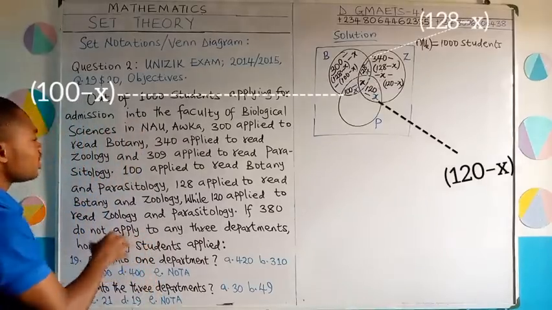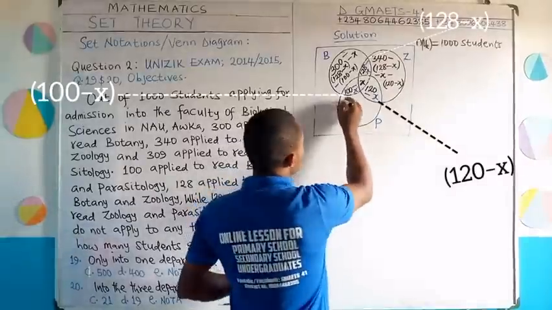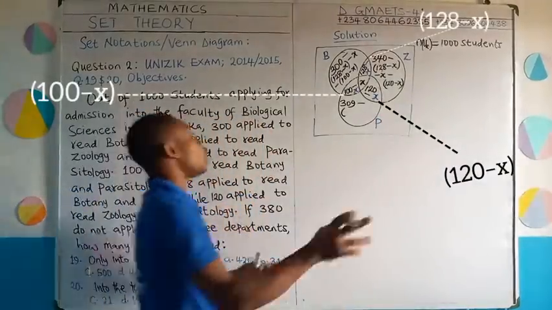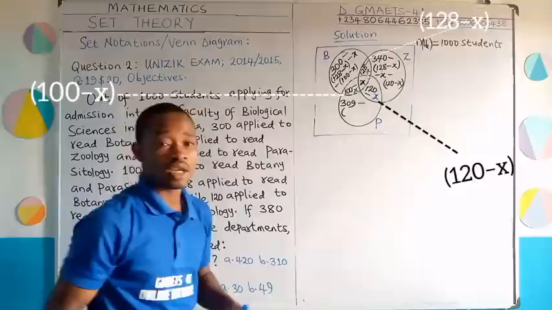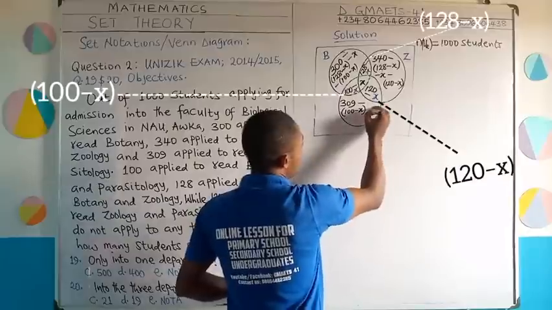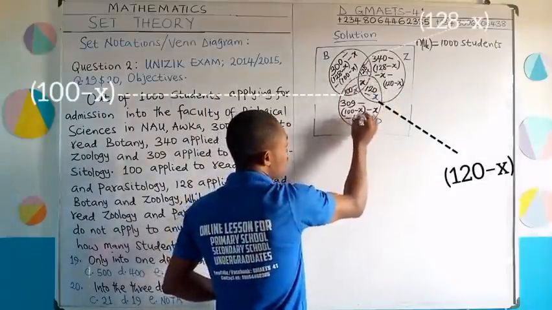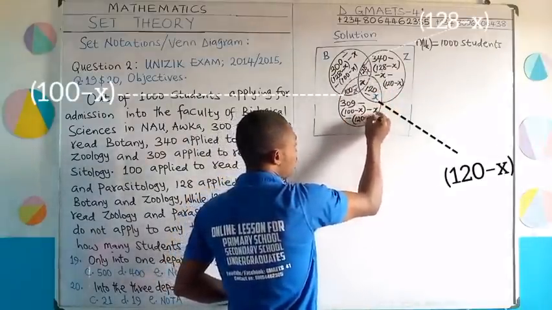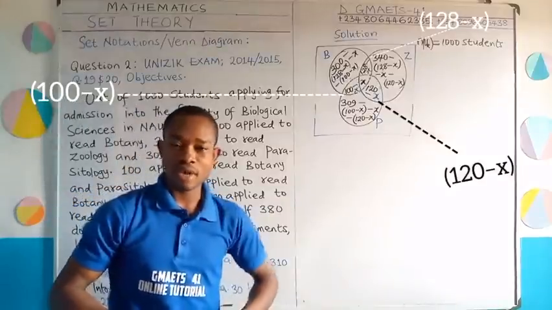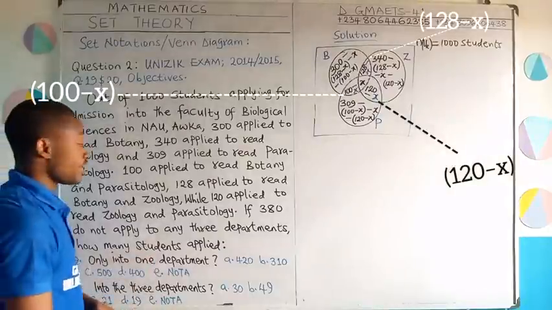And then lastly, we have that 309 applied to read parasitology. So 309 minus, remember there is nothing like "only" used there. So I'll subtract all the numbers enclosed by that parasitology set. So 309 minus, if you trace it, you have 100 minus x, enclosed in bracket, and minus this x because it enclosed that x. And then finally, minus this 120 minus x because it enclosed that number as well. We've illustrated these on the Venn diagram, is that okay? And so with this information, we can actually proceed and solve to obtain what we are required to find.